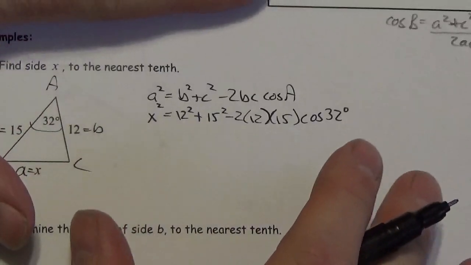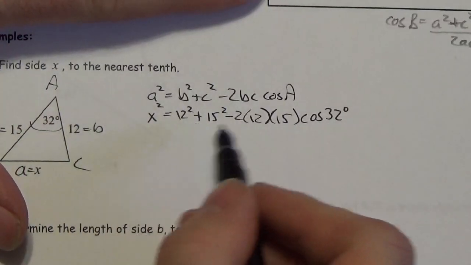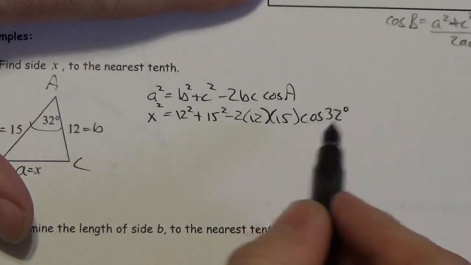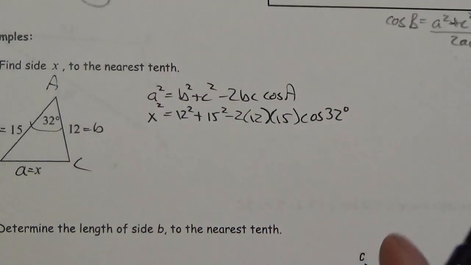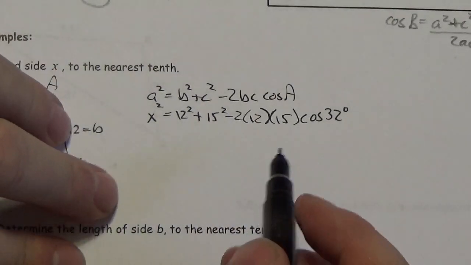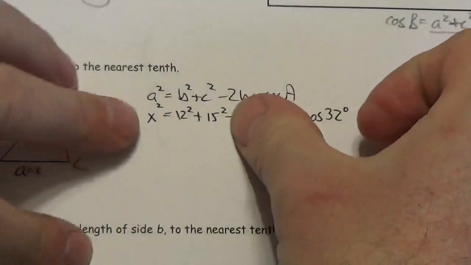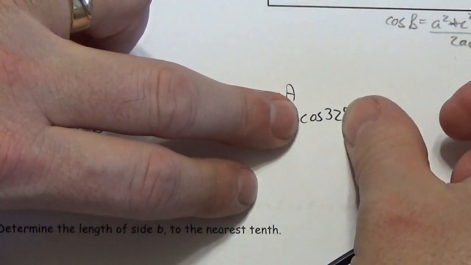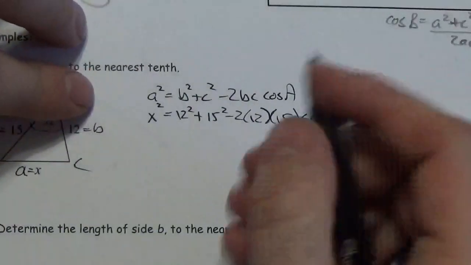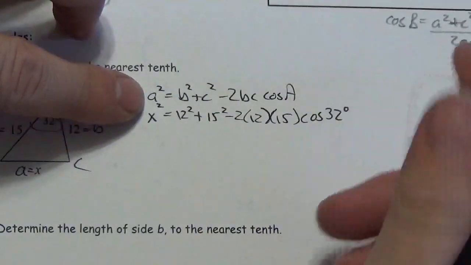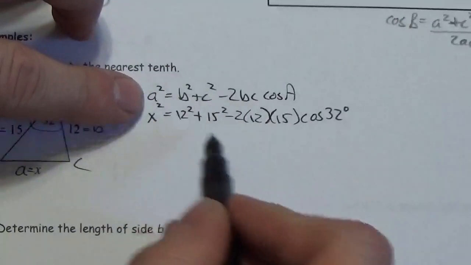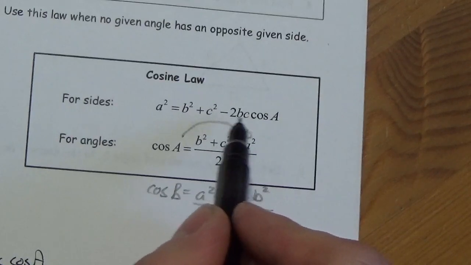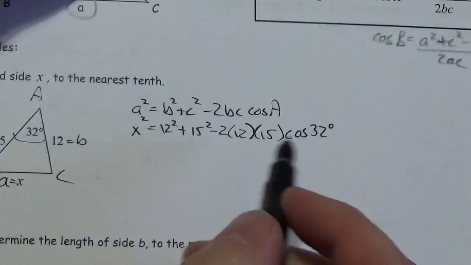I watch students work with this a lot who will do this all in pieces. They'll do this, press enter, they'll do this, press enter, they'll multiply that, and they consistently get it wrong when they do that, because if you do this first and then subtract that, and then multiply by the cosine of 32, which is what most of them do, essentially what you've done is you've multiplied the cosine of 32 by all of this stuff in front. Even though when you look at the cosine law, the cosine of A is only being multiplied by these two terms here. So you don't want to do it like that.